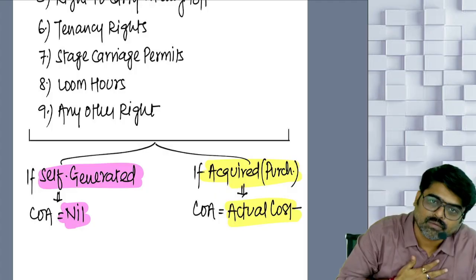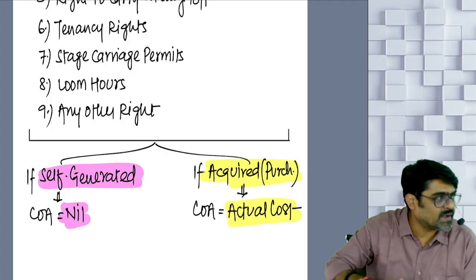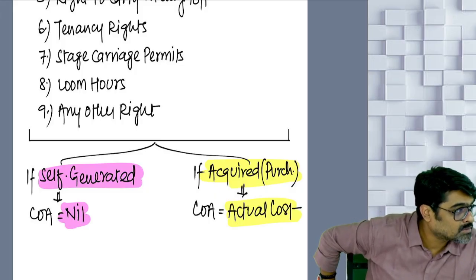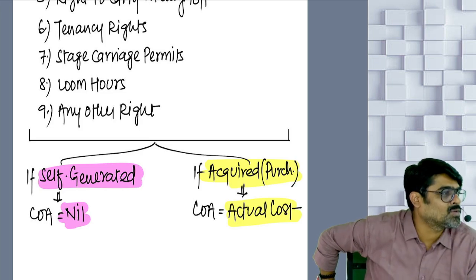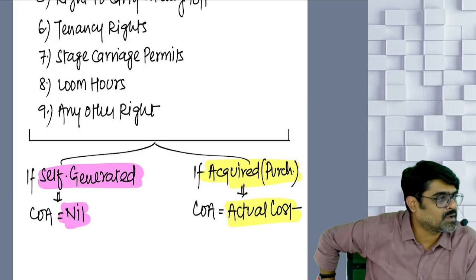Did I buy that goodwill? Now in future, if I sell that goodwill, what will be my cost? Should I also take nil? For me, it will be my actual cost. At what price I bought? That will be my cost of acquisition.